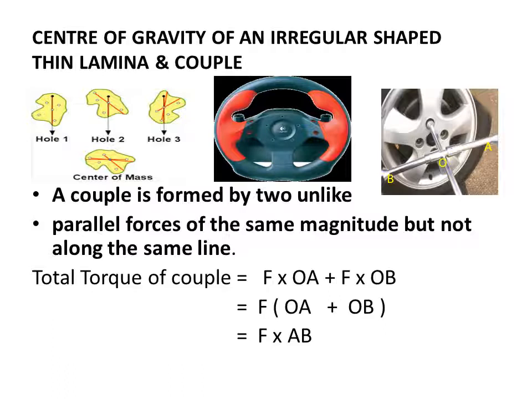Repeat it by suspending the cardboard from hole B. The line from B will intersect the first line at a point G. Similarly, draw another line from the hole C. Note that this line also passes through G. It will be found that all the vertical lines from holes A, B and C in figures 1, 2 and 3 have the common point G. This common point G is the center of gravity of the cardboard.